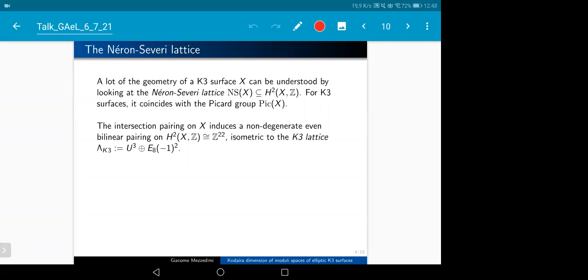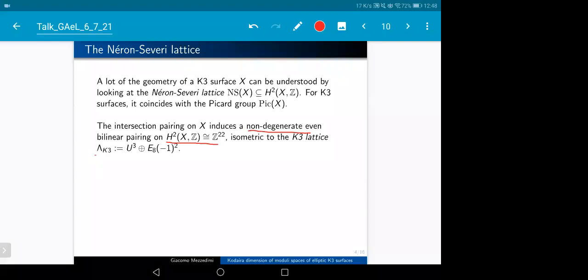First of all, it turns out that if X is a K3 surface, its second cohomology group with integral coefficients is a free Z-module of rank 22. With lattice, I will mean in the talk just a free Z-module with a non-degenerate and even bilinear pairing. Non-degenerate means that the extension to the real bilinear product is non-degenerate, and even means that all self-intersections are even. This is true for K3 surfaces.